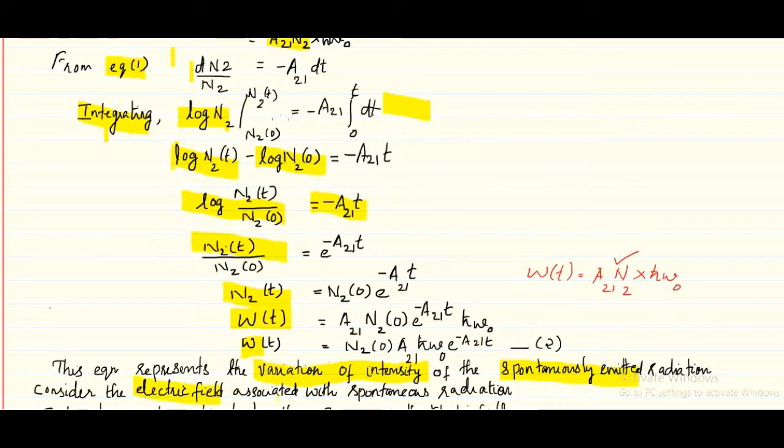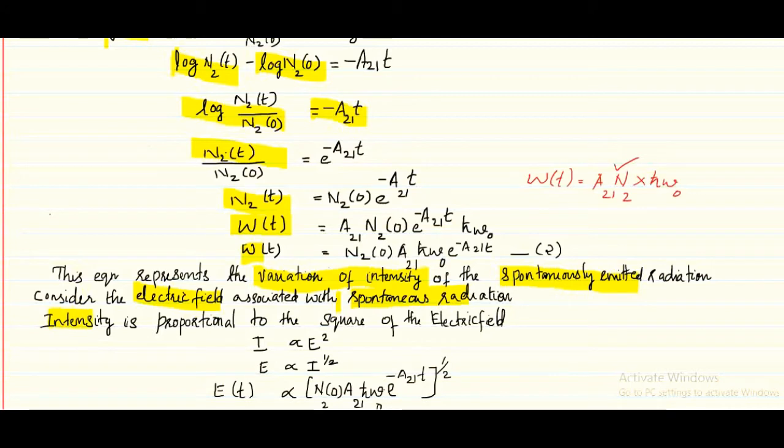Now let us consider the electric field associated with spontaneous radiation. We know that the intensity is proportional to the square of the electric field, that is I is proportional to E squared, or E is proportional to I raised to 1/2. Thus we can write E(t) directly proportional to [N2(0) A21 ħω0 e raised to minus A21 t] whole raised to 1/2, substituting from equation 2.